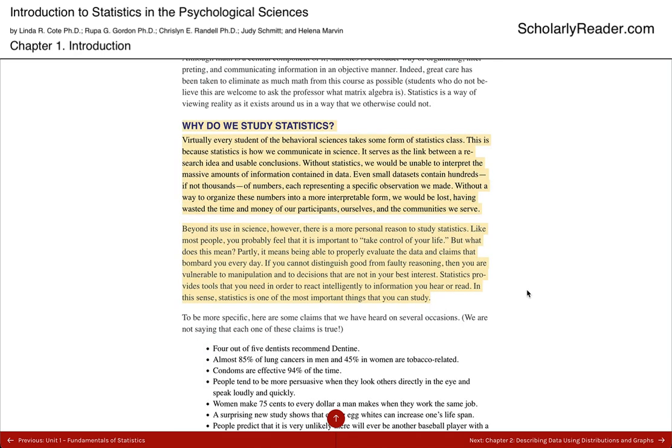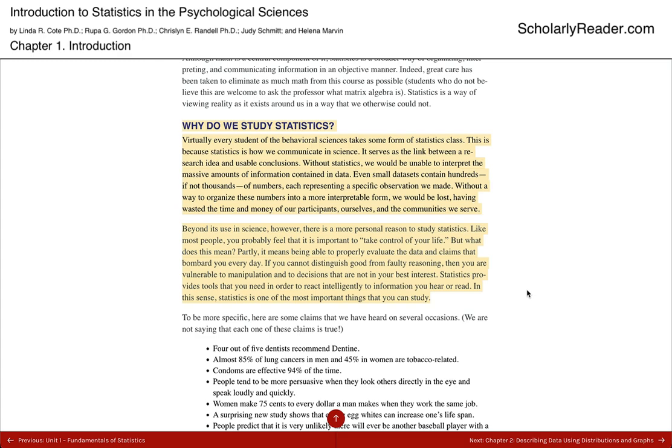Why do we study statistics? Virtually every student of the behavioral sciences takes some form of a stats class. This is because statistics is how we communicate in science. It serves as a link between a research idea and usable conclusions. Without statistics, we would be unable to interpret the massive amounts of information contained in data. Even small data sets contain hundreds, if not thousands of numbers, each representing a specific observation we made.